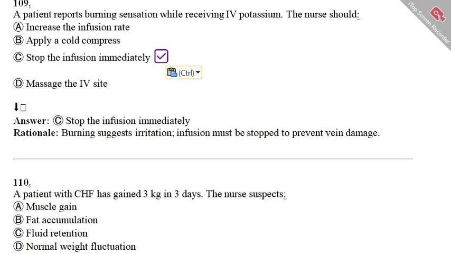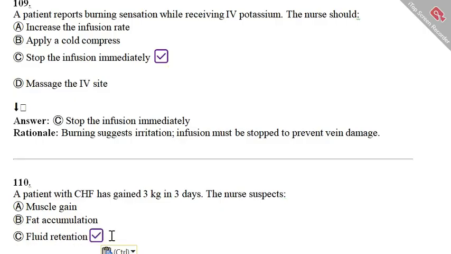Question 110. A patient with CHF, congestive heart failure, has gained 3 kg in 3 days. The nurse suspects... The correct option is option C. Fluid retention.